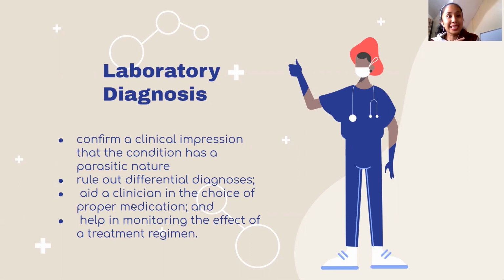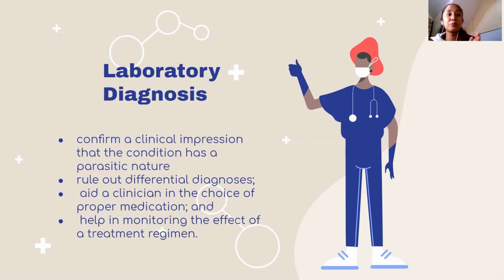Next, it aids a clinician in the choice of proper medication. So class, when the infection is caused by a helminth, we give them an anti-helminthic drug. And if the cause is a protozoa, then we're going to give them an anti-amoebic drug. So we don't give them antibiotics, okay?